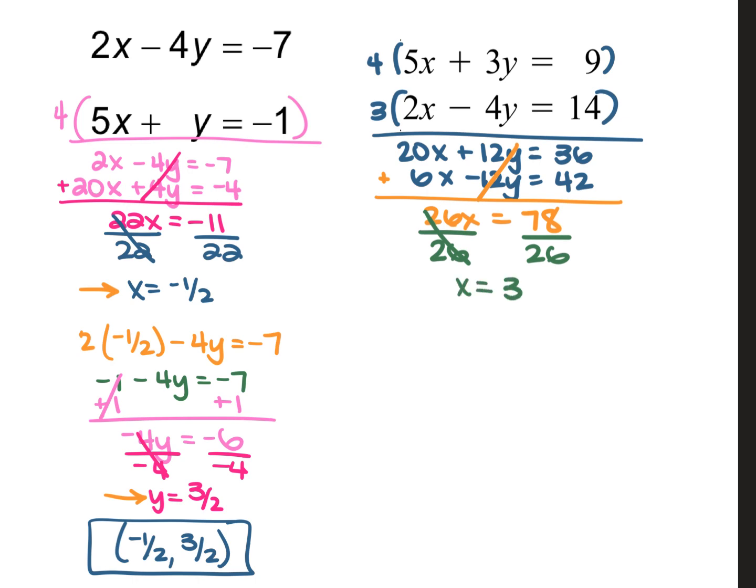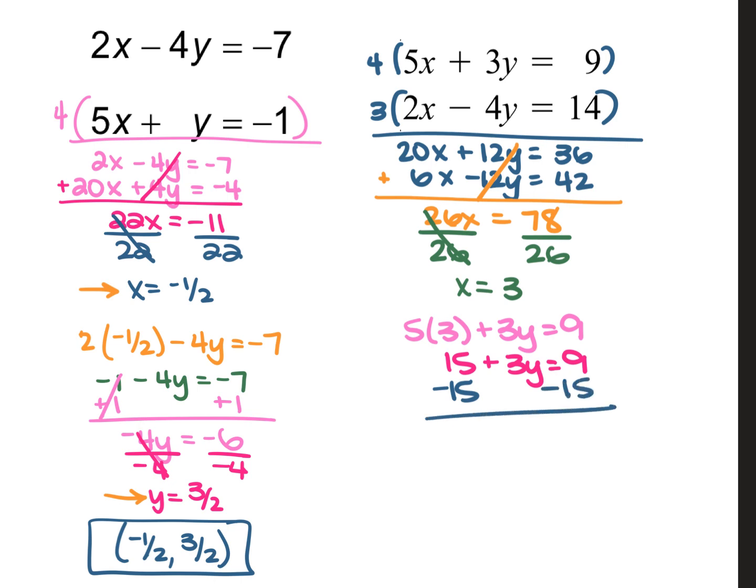So now you can pick or choose the top or bottom equation to plug in that 3 in order to solve for y. I'm going to work with the top one, so that's going to give us 5 times 3 plus 3y is equal to 9. Your 5 times 3 is 15, plus 3y is equal to 9. You're going to subtract that 15 over. So that'll be 3y is equal to -6. You then divide each side by the 3, and you have that y is equal to -2.